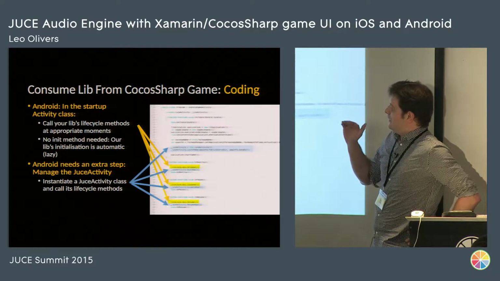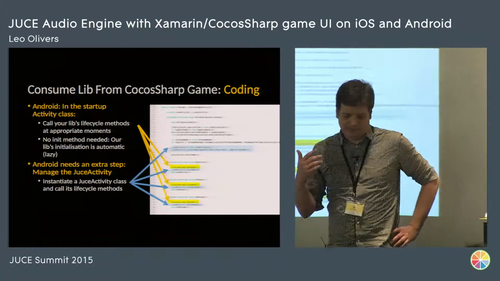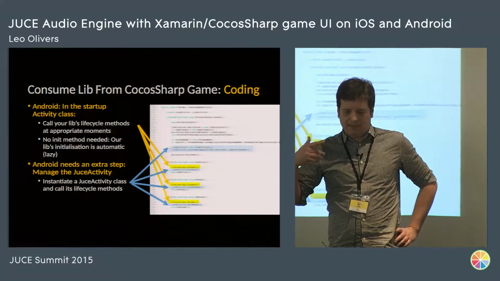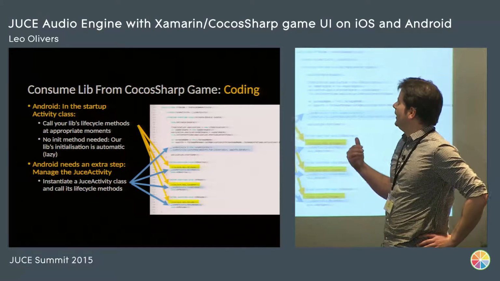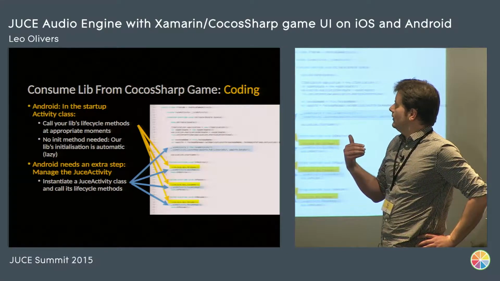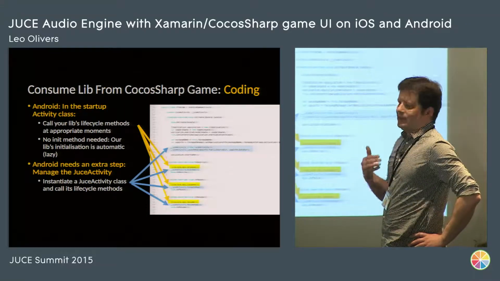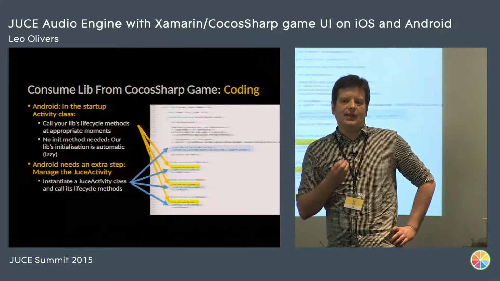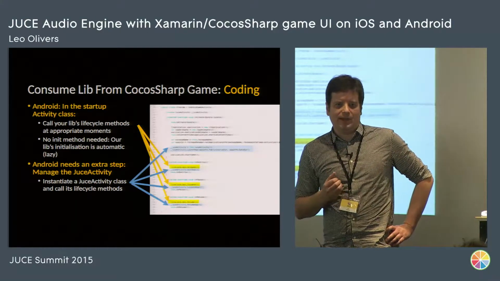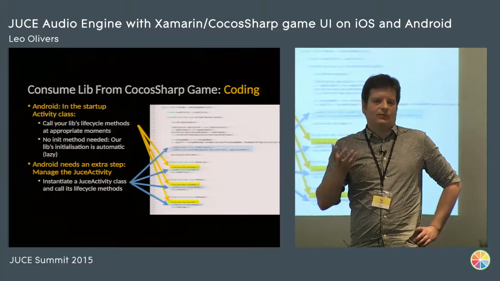But there's an additional step on Android that is needed. Remember that I said that in the generated C++ code by the Introjucer, you also found this Java class that was generated by the Introjucer. Normally this Java class is supposed to become the launch activity of your Android mobile application. And in a normal JUCE application, that's quite convenient.